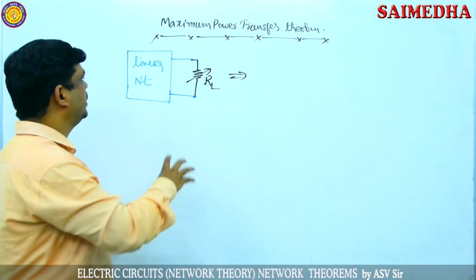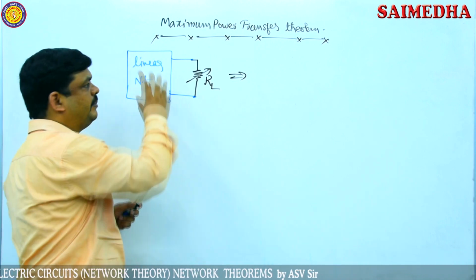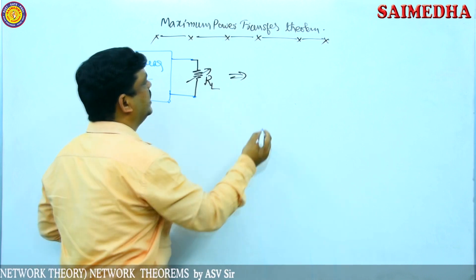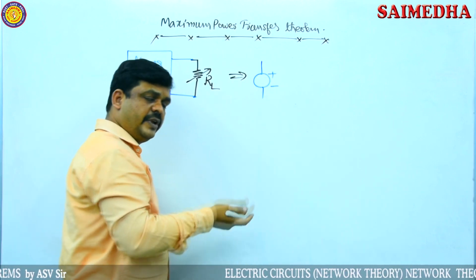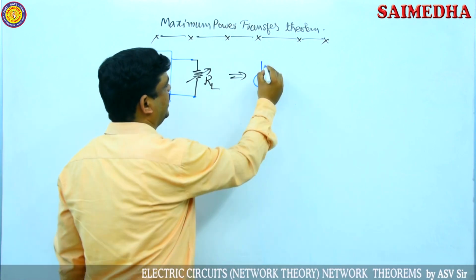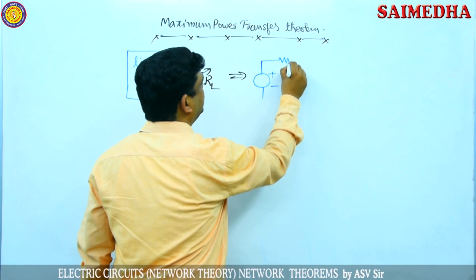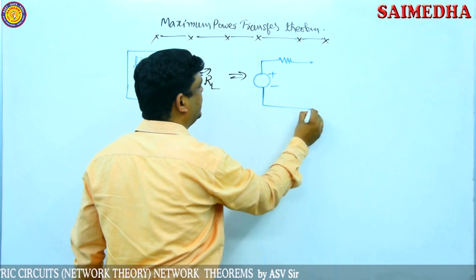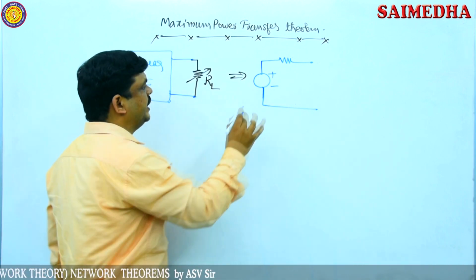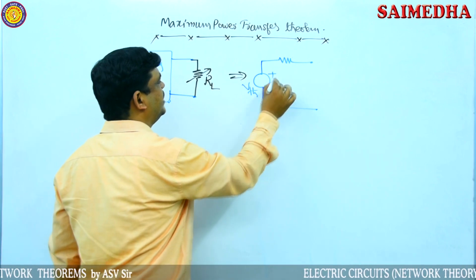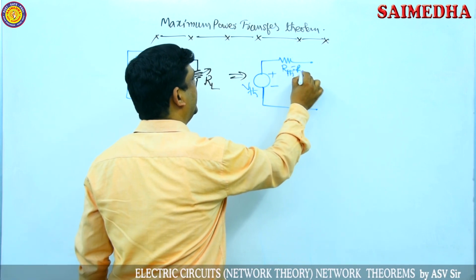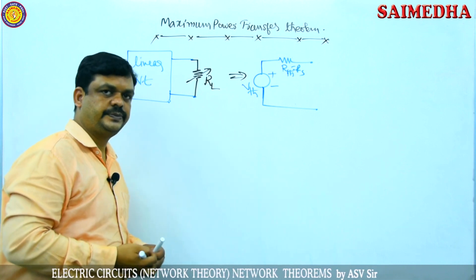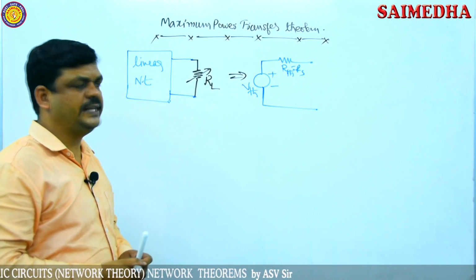To find that, this complete linear network is replaced with a Thevenin's equivalent circuit. We can replace it with Norton's equivalent circuit also, either one. For easy simplification, here I am replacing the complete network with Thevenin's equivalent circuit, which consists of Thevenin's voltage and Thevenin's resistance. This Thevenin's resistance is also called the source resistance or internal resistance of the circuit.